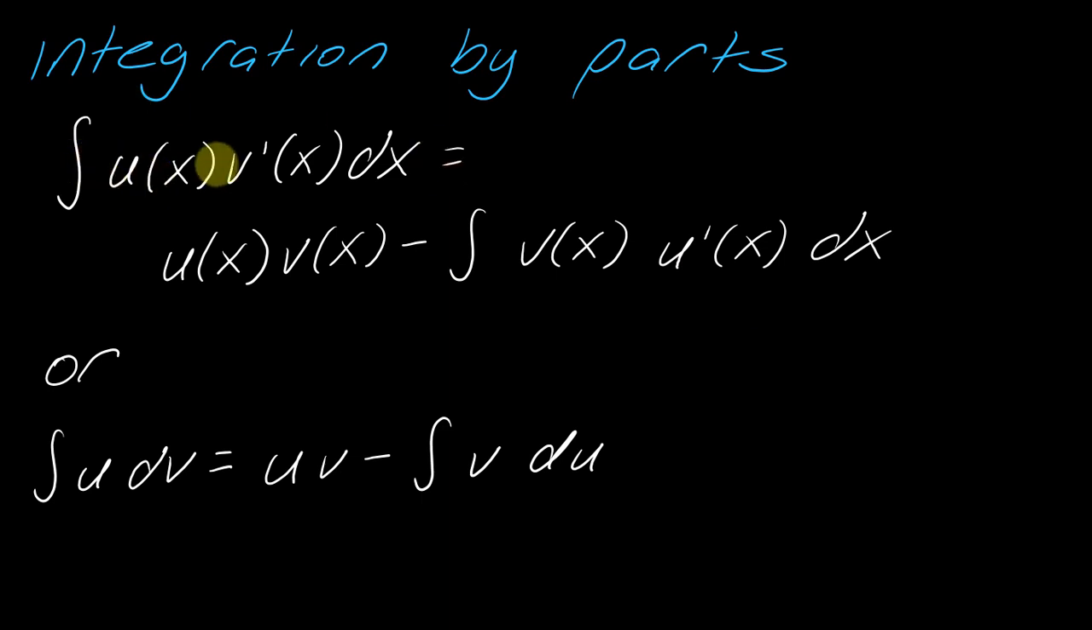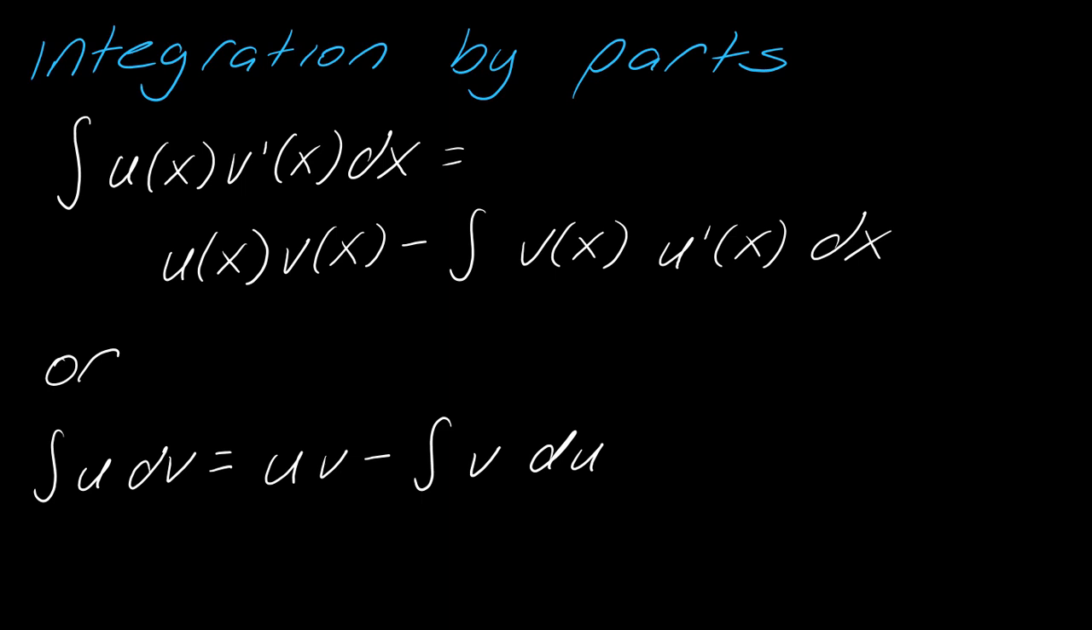Now, the shorter format of this formula is u dv equals uv minus v du. This is what people remember. So this is the integral of u dv equals uv minus the integral of v du. I feel like a lot of people, when they go through calculus, remember u dv equals uv minus v du. I can still recite that in my sleep many years after taking calculus.